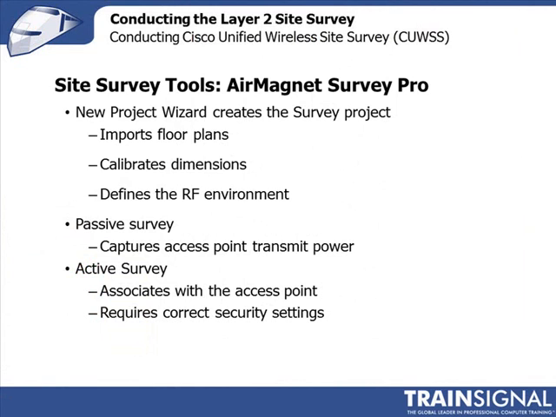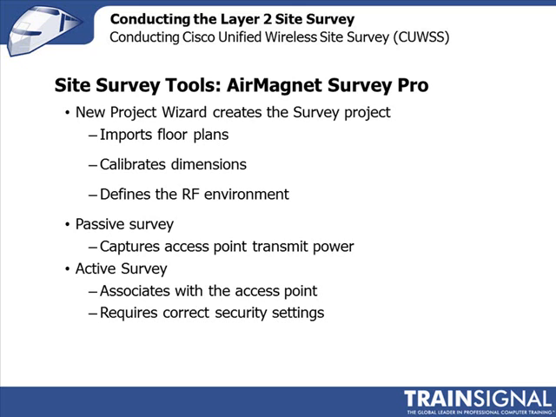So we've just taken a look at using the AirMagnet Survey tool, and we looked at how I can set up a new project, import floor plans, calibrate the dimensions, and then define the RF environment. And in our demo, we looked at the open source office, i.e. cubicles. Now we want to use that tool to actually perform a Layer 2 site survey. And we can do a passive survey or an active survey.